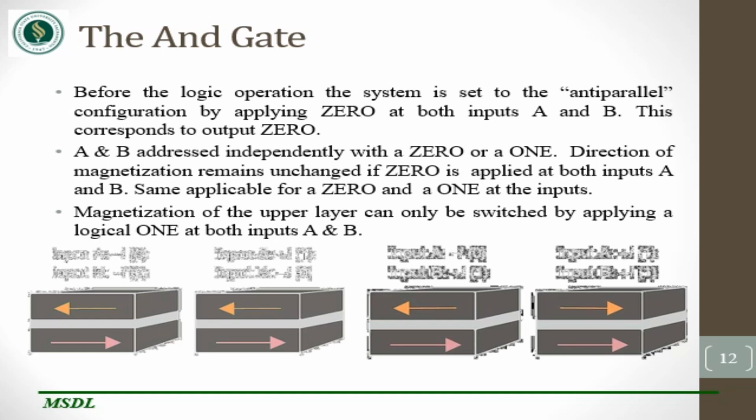The direction of magnetization remains unchanged if a 0 is applied at both inputs A and B. The same is applicable for a 0 and 1 at the inputs. The magnetization of an upper layer can only be switched by applying a logical 1 at both inputs A and B. This corresponds to an output 1, and this is how a basic AND gate functions.